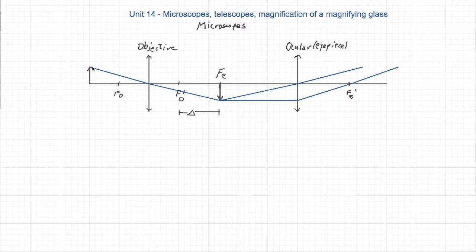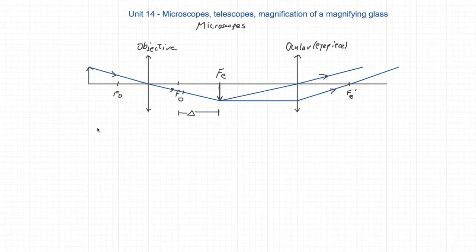So I placed an arrow to represent the object. This would be where the slide is, and we send a ray through the optical center of the objective lens that forms an image, an inverted image, at the primary focal point of the ocular. Because that now becomes the object for the ocular at its focal point, its rays come out parallel. They may not quite look parallel, but take my word for it, they are parallel rays.